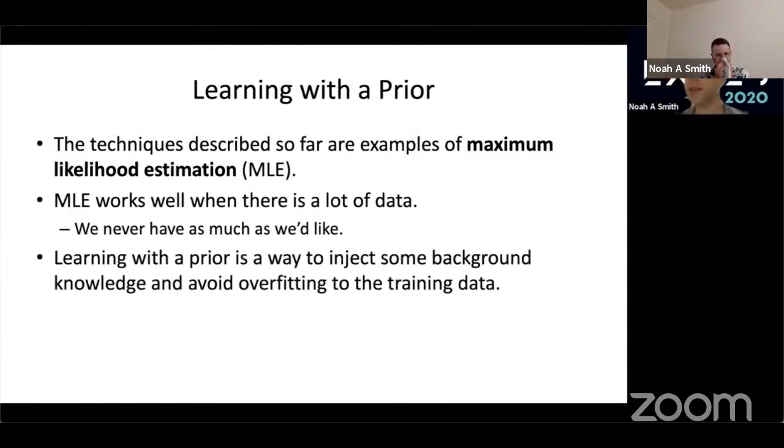Language is very complicated, and there's a lot of tail end phenomena we're probably never going to see with our finite data set. Okay, so one way to go about trying to inject some background knowledge into our HMM learner, or really any learner, is to construct a prior.